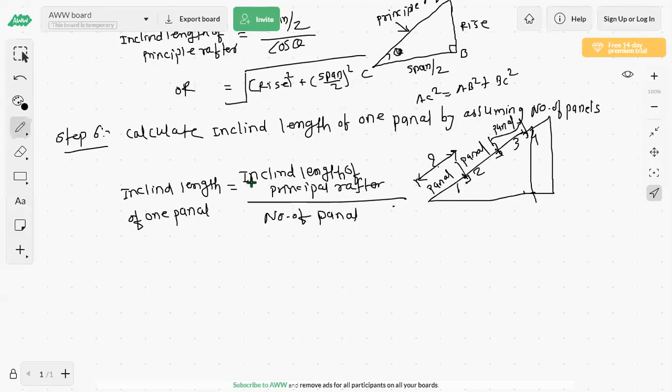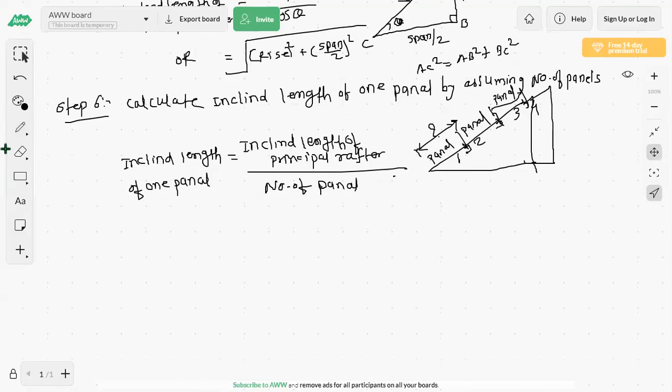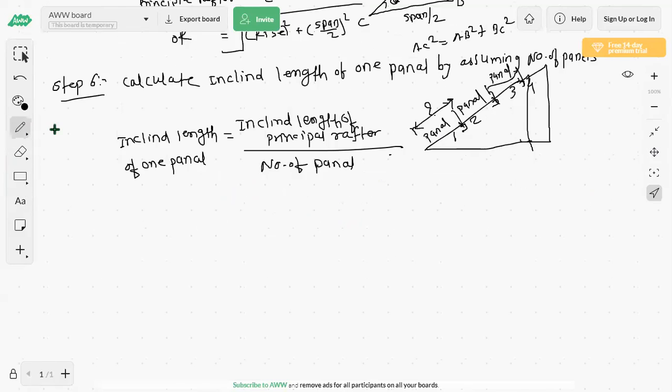Are you getting it? So the inclined length of one panel is equal to the inclined length of the principal rafter divided by this number of panels. In this way we have to calculate the inclined length of one panel. This is step number 6. Now step 7.